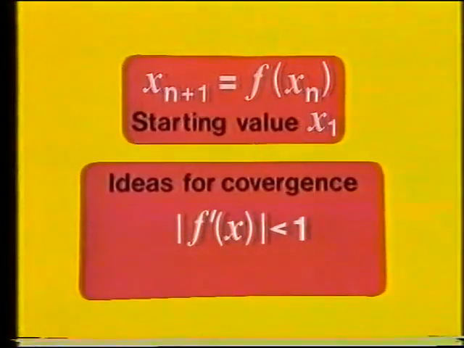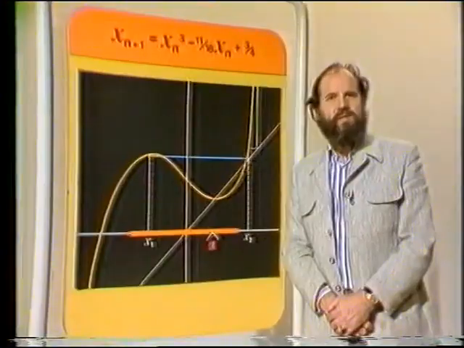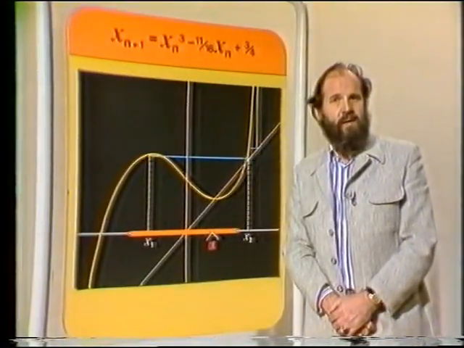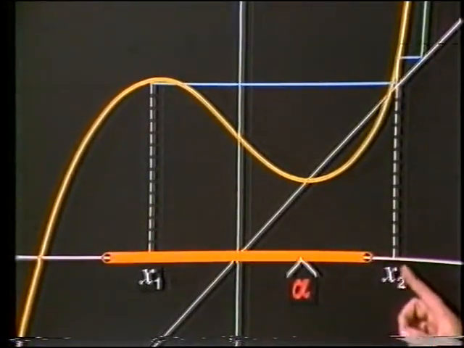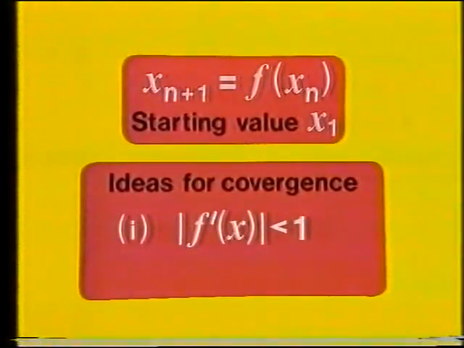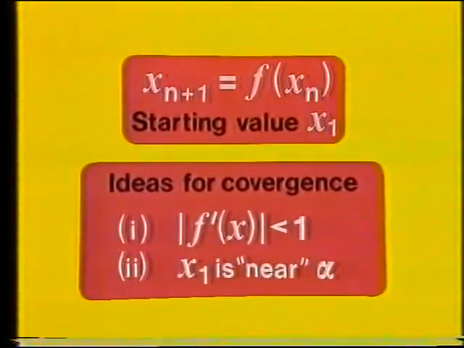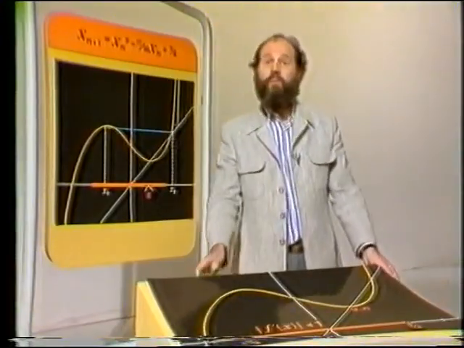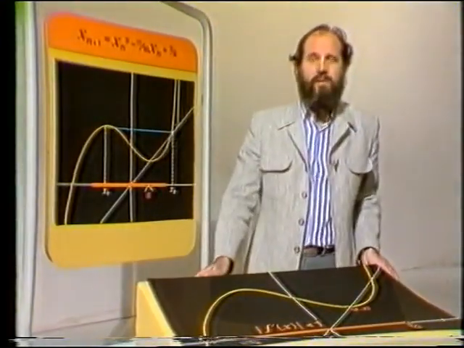So our condition mod of f prime of x is less than 1 is an important condition, but on its own it won't guarantee convergence. If we start too far away from alpha, we could jump over alpha and end up outside the interval. So we need a second condition. We must start our iteration near enough to alpha to make sure we can't jump over alpha and end up outside the interval. So how can we be sure that we're starting near enough to alpha?